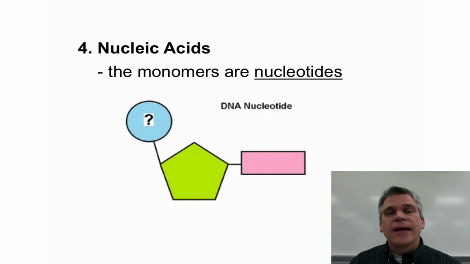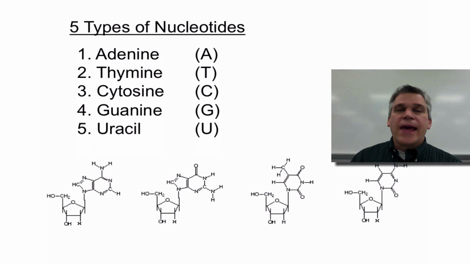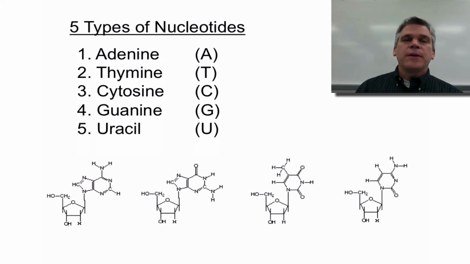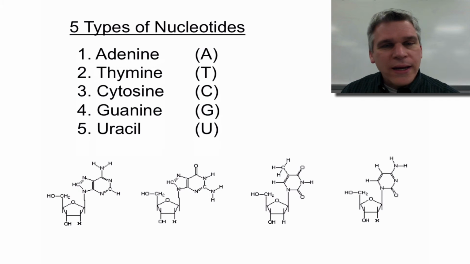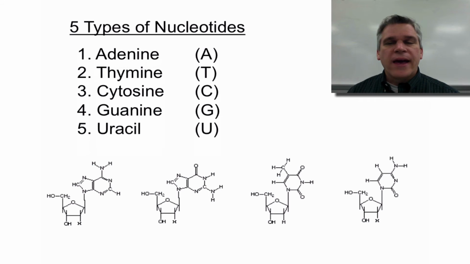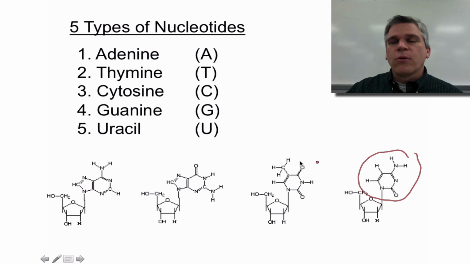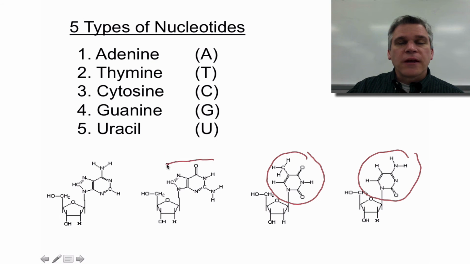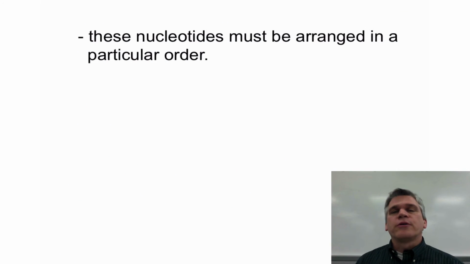There are 5 different kinds of nucleotides. They are adenine, abbreviated with the capital letter A, thymine, abbreviated with the capital letter T, cytosine, abbreviated with the capital letter C, guanine, abbreviated with the capital letter G, and uracil, which is abbreviated with the capital letter U. Here we have 4 different nucleotides shown below, and you can see that off of the sugar we have the bases. This is the only thing that's different in these nucleotides. Now those two look very similar, but when you take a closer look at them, they are not the same molecules. These nucleotides, though, have to be arranged in a particular order.